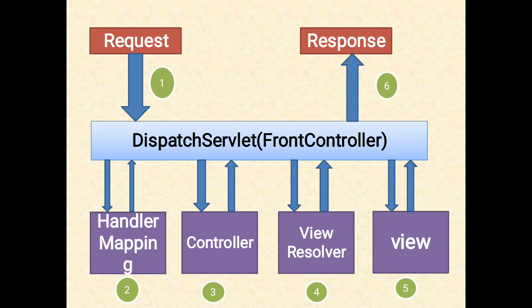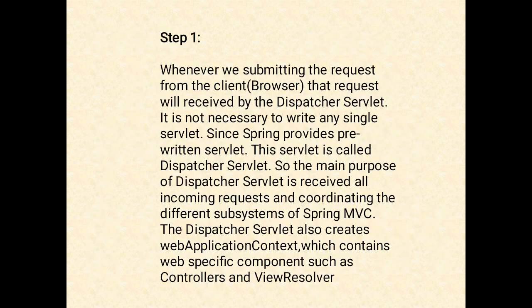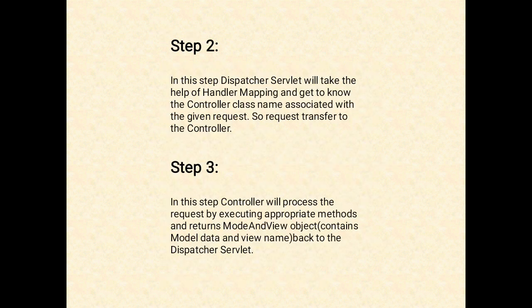In the fourth step, the front controller then tries to resolve the view, which can be JSP, FreeMarker, Velocity, etc., by consulting the view resolver object. In the fifth step, the selected view is then rendered. Finally, the rendered view is returned to the client. So that's all about the Spring MVC architecture flow of the diagram.